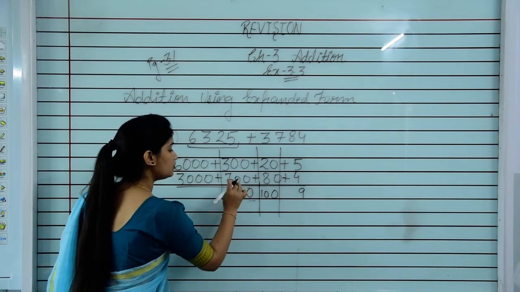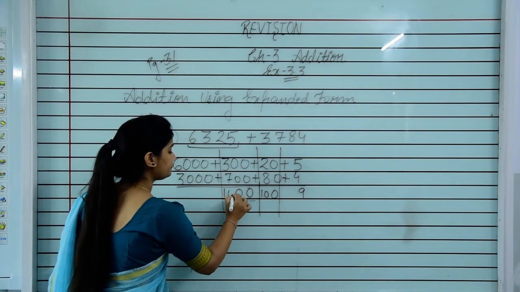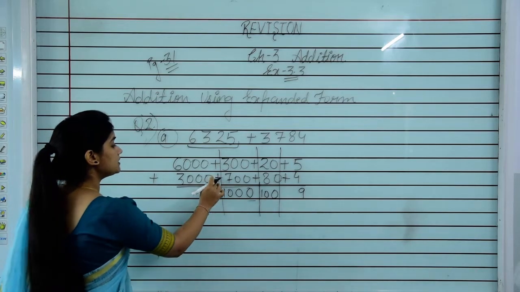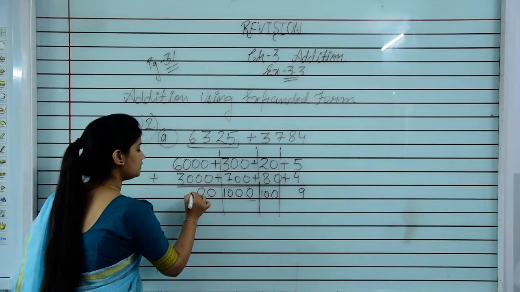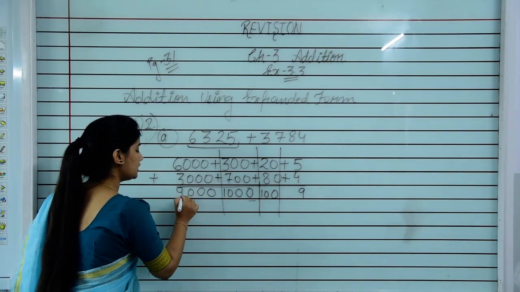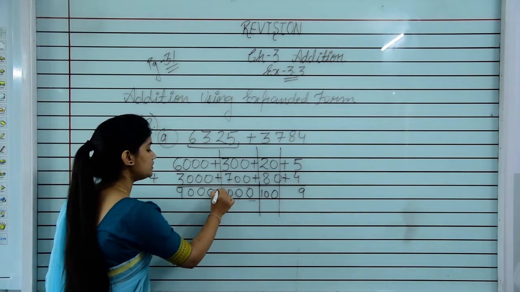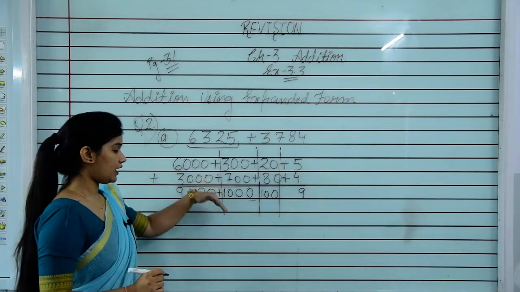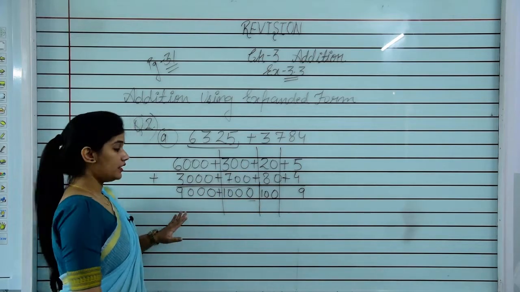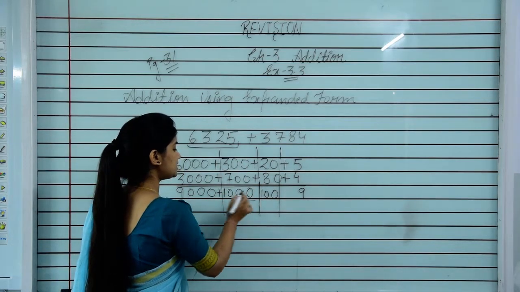Again 0. 7 plus 3, 10. Understood? 0 plus 0, 0, 0, 0 and 6 plus 3, 9. Understood? So we have done the addition here. Now we'll see the addition of these numbers.